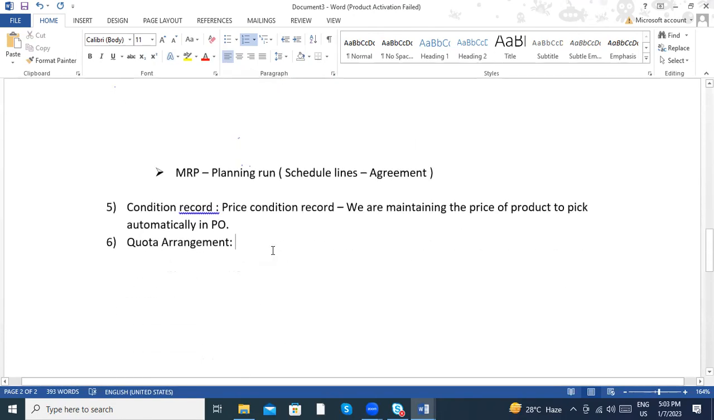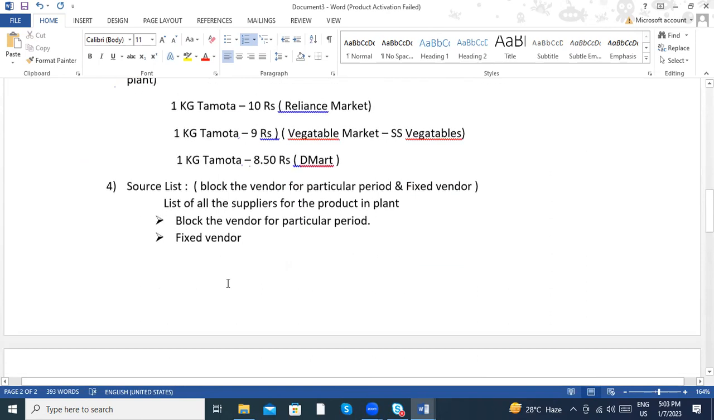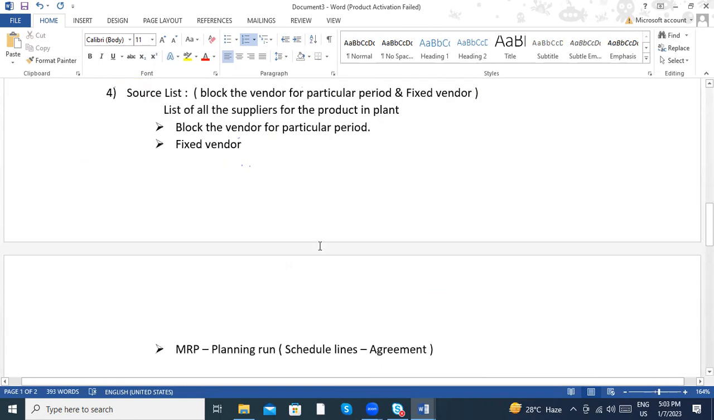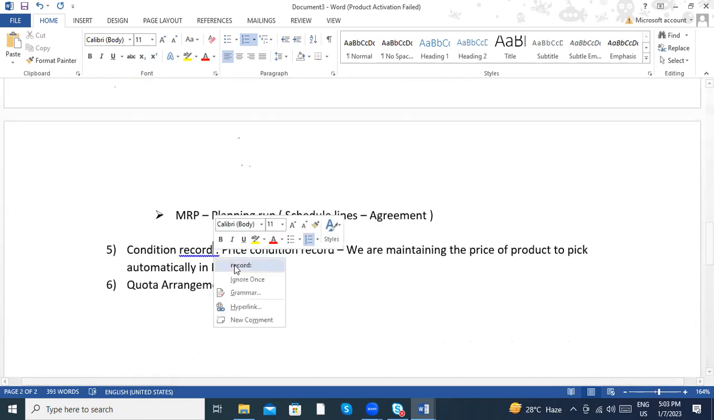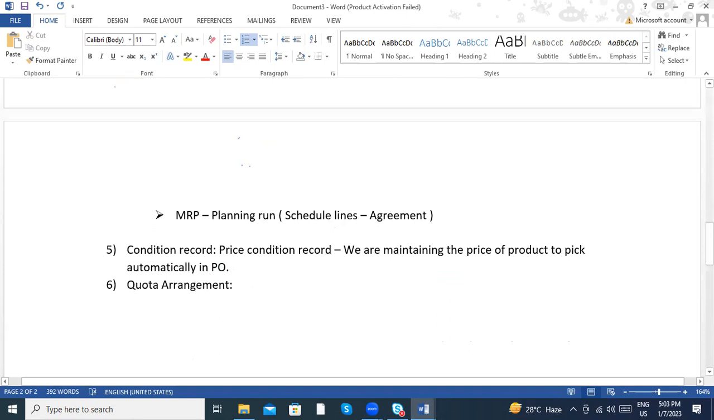So quota arrangement is nothing but, if I have multiple vendors, our company can decide that I want to go with quotas. That means one vendor can supply up to 1,000 quantity, another can supply a minimum of 10,000 and a maximum of 10,000 quantity, and others can supply more than 10,000 quantity also. So multiple vendors have their own capability to supply.